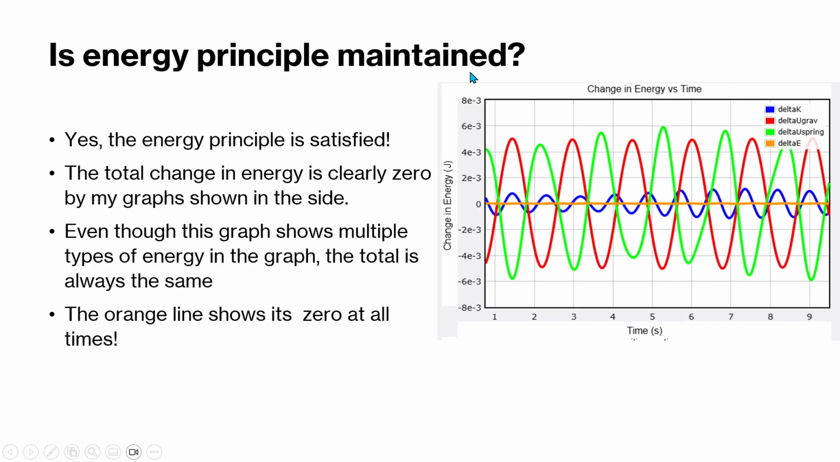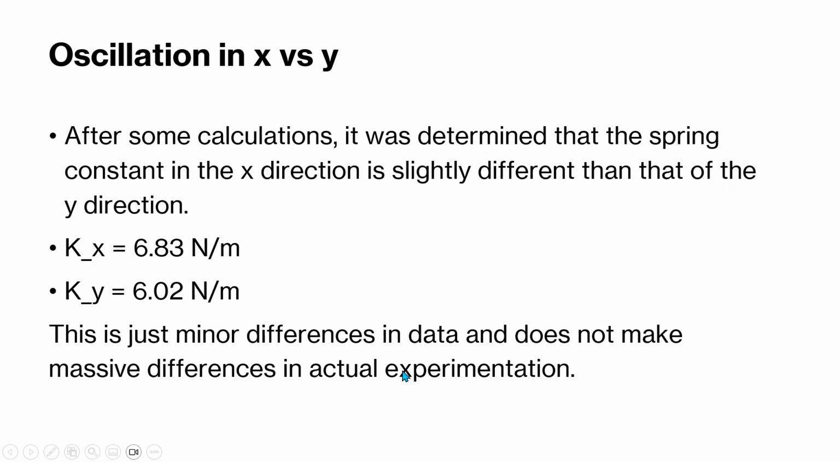And then is the energy principle maintained? Yes, the energy principle is satisfied. As you can see, the red, green, and blue always cancel out, and the orange is always a straight line. So the total energy is clearly zero by this graph. And even though the graph shows multiple, like green, red, and blue, orange, 4 different types of data, the delta E is the one we only care about, which is a straight line in the middle, which says that it's always zero at all times.